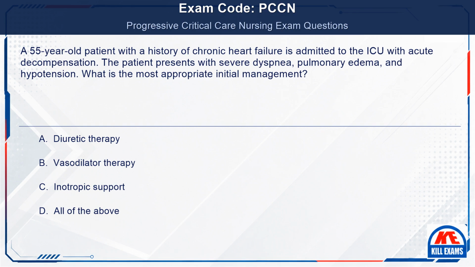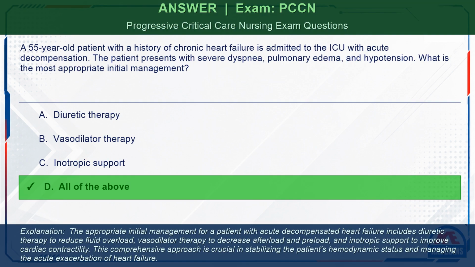Question 10. A 55-year-old patient with a history of chronic heart failure is admitted to the ICU with acute decompensation. The patient presents with severe dyspnea, pulmonary edema, and hypotension. What is the most appropriate initial management? Option A. Diuretic therapy. Option B. Vasodilator therapy. Option C. Inotropic support. Option D. All of the above. The correct answer is option D.